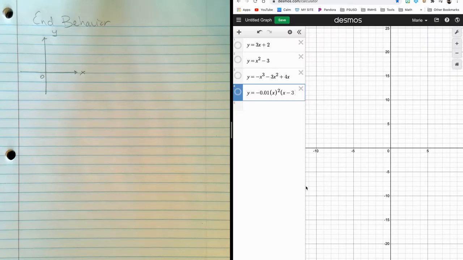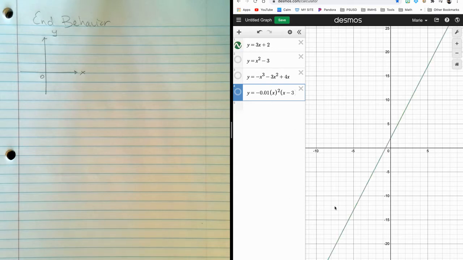On this episode, Stevenson will demonstrate what is end behavior. Well, end behavior is a way to just describe the behavior of the graph as x approaches positive or negative infinity.